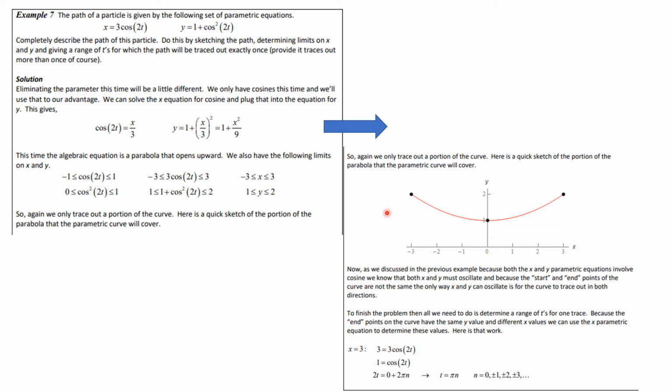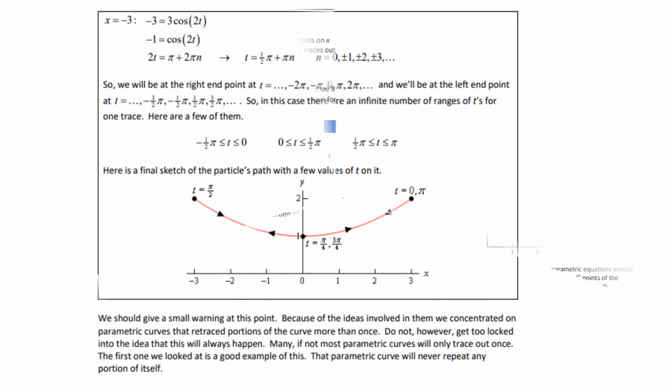So we only get a portion of the curve, and here's a sketch of that curve. And now we wanted to talk about the orientation, so we have to think about where we are when t equals 0, and so on and so forth, and see what's going on with that. And when you do that, you see that you start here at 0. You go all the way over to here to pi over 2, but then you start coming back.